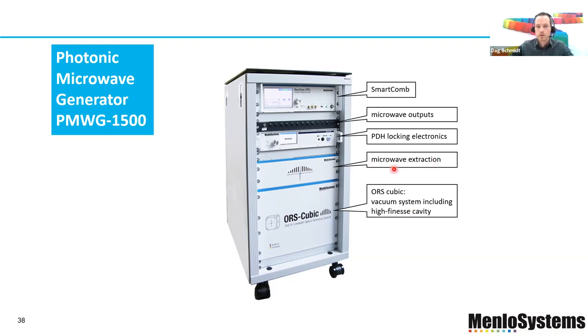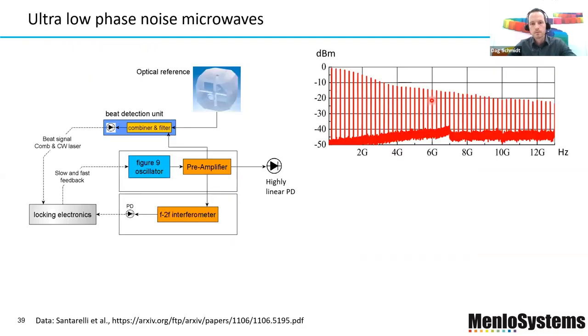We have the microwave extraction unit, locking electronics to lock the CW laser to the high finesse cavity, and then here a SmartComb to divide the optical frequency down to the microwave domain. And how is this done? Well, the basic idea is very simple, but the technical implementation is a bit tricky. So you lock your comb to the optical reference.